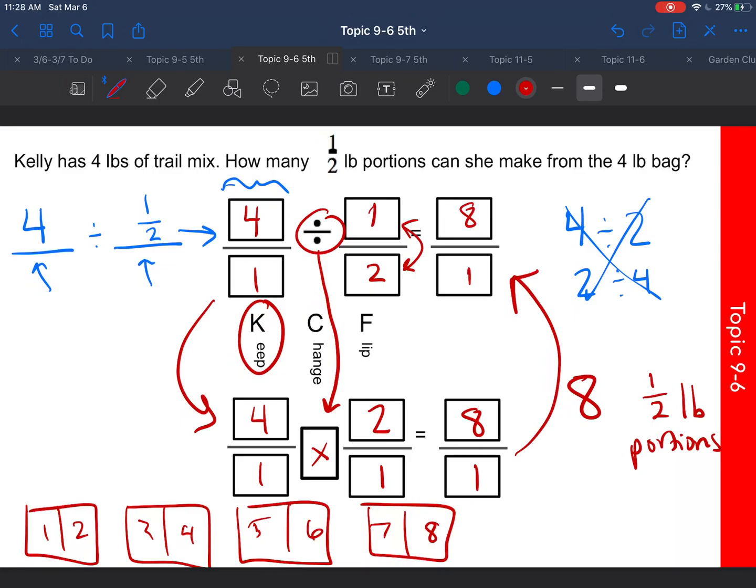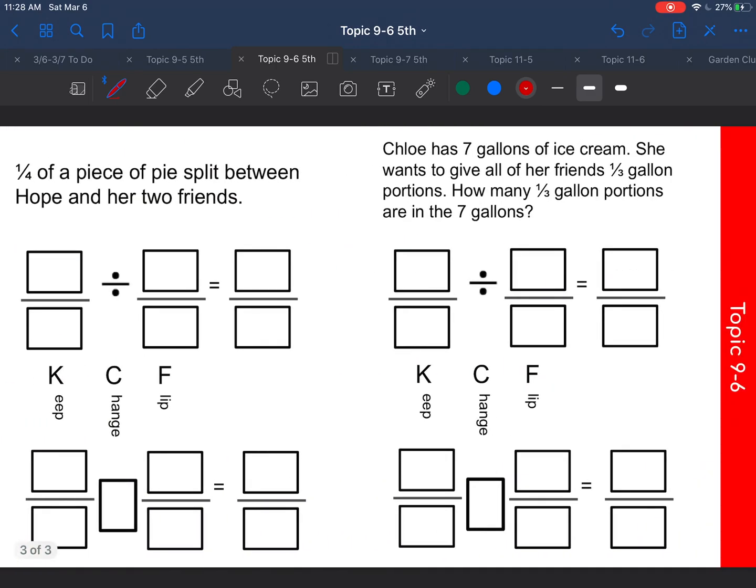Okay, I don't like to teach you just keep, change, flip in the very beginning, because I like you to kind of understand and notice the pattern before we even talk about keep, change, flip. And I think a lot of you did kind of notice a little pattern, which is awesome. All right, so let's look at another example.